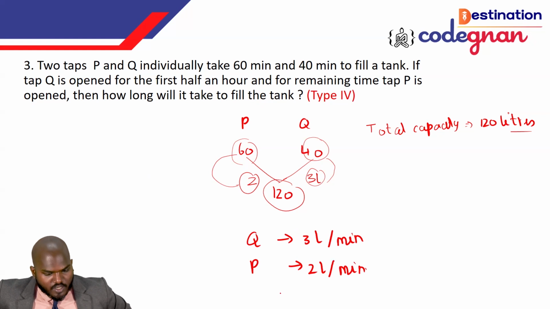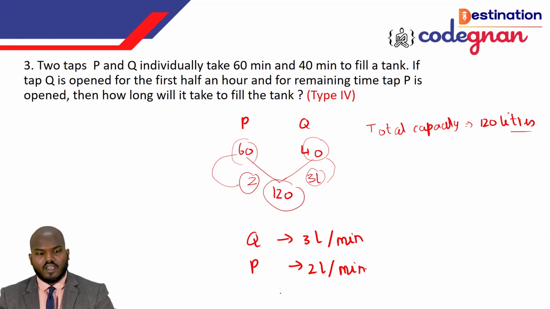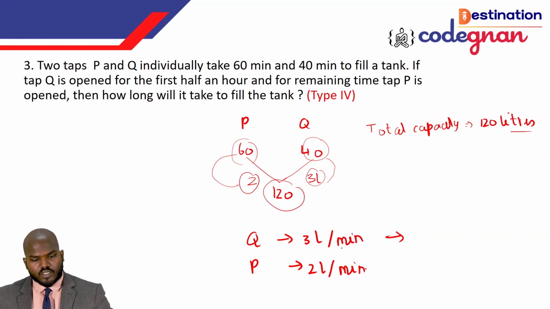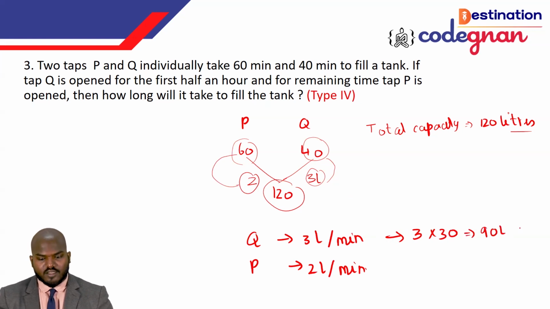So you see this, guys. Q is open for the first half an hour. Half an hour means 30 minutes. Per minute Q fills 3 liters of water. So 30 minutes means 3 times 30, that is 90 liters of water is done.